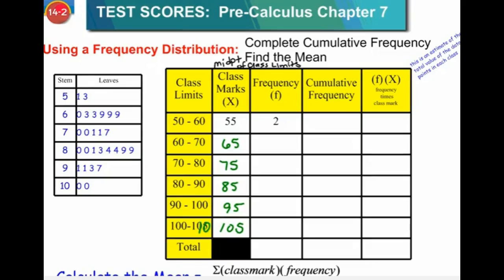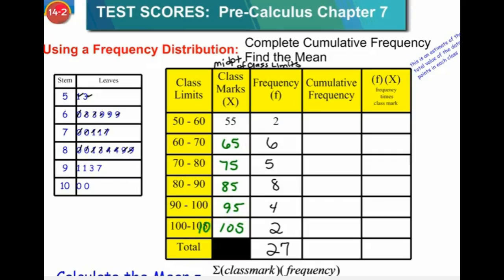Then, reading from the stem and leaf, I can fill in the frequency. I see that between 50 and 60, I had 2 occurrences. So I put a frequency of 2. In this one, I had 1, 2, 3, 4, 5, 6. 1, 2, 3, 4, 5. 1, 2, 3, 4, 5, 6, 7, 8. 1, 2, 3, 4. And 2 in the 100 range. Adding those up, I should get a total of 27.